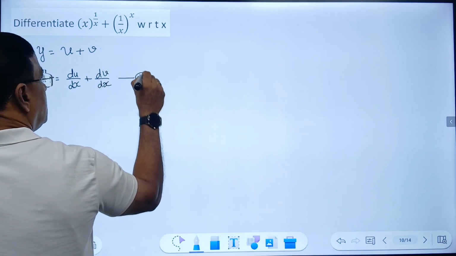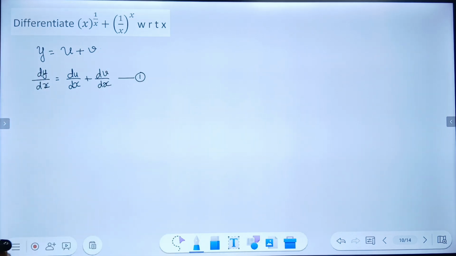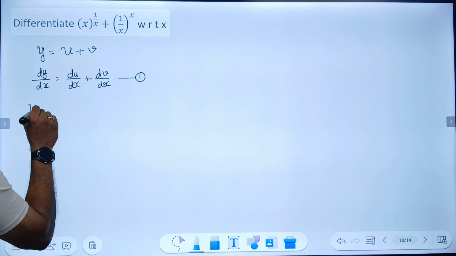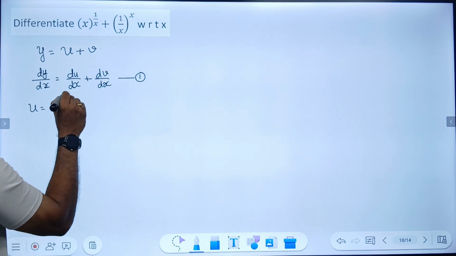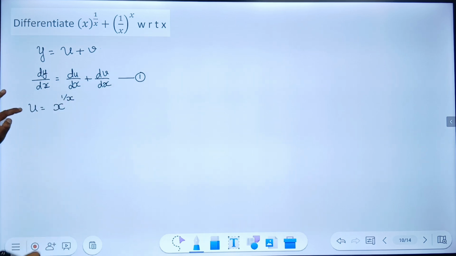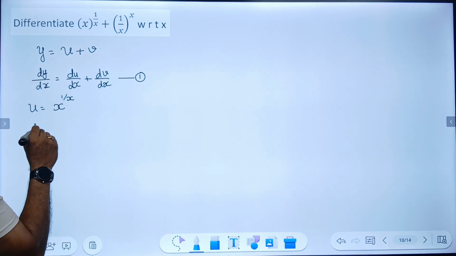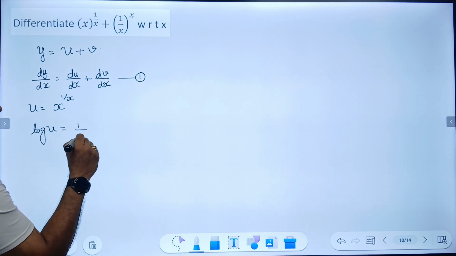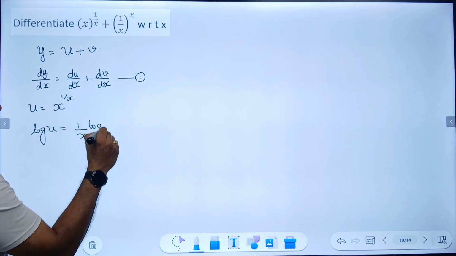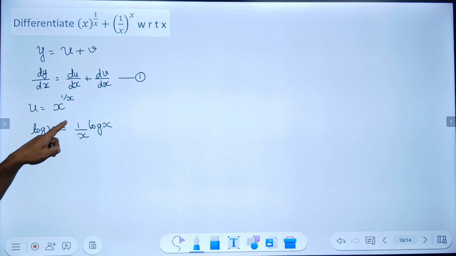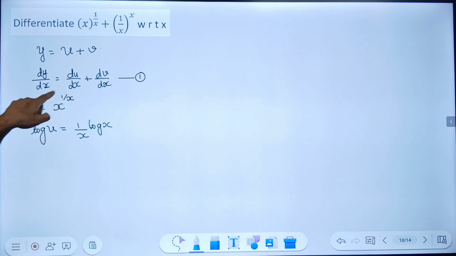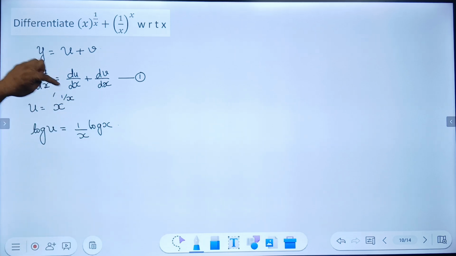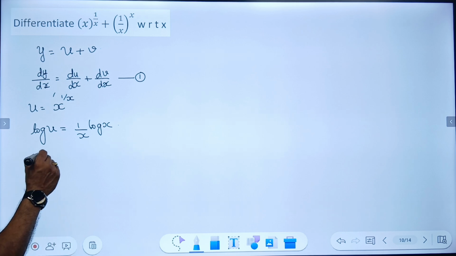Call this as 1. Okay. Now what is u? U is nothing but x power 1 by x. Variable raised to the power of variable. Differentiate. So what I should do? You have to take log. Log u will be 1 by x log x. 1 by x log x, correct? Your n is 1 by x. N log a. Now differentiate.